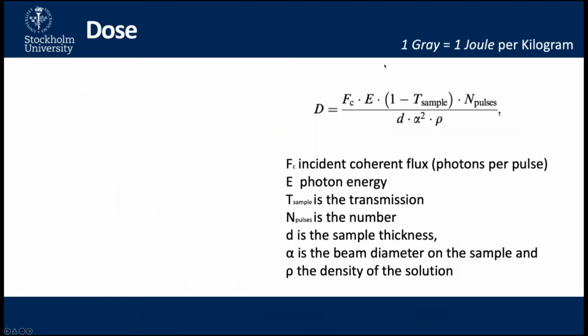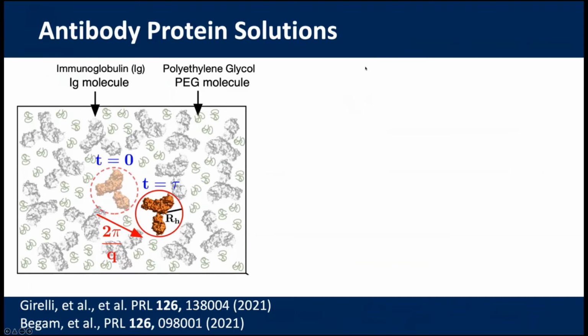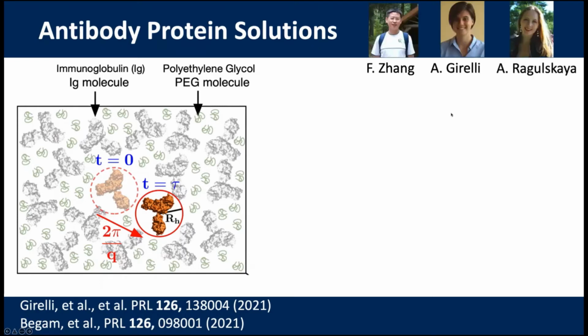So we'll continue now. I'll tell you a little bit about our samples, our solutions. We looked at antibody protein solutions, in this case immunoglobulin, the Ig molecule, in polyethylene glycol, and water and ions and so on. These are samples that our colleagues in Tübingen prepared. It's been a real pleasure working with these guys. I've been learning a lot. Fajun Zhang, Anita, and Anastasia have been the experts in this part of the experiment, and they have been looking at the system for a long time.